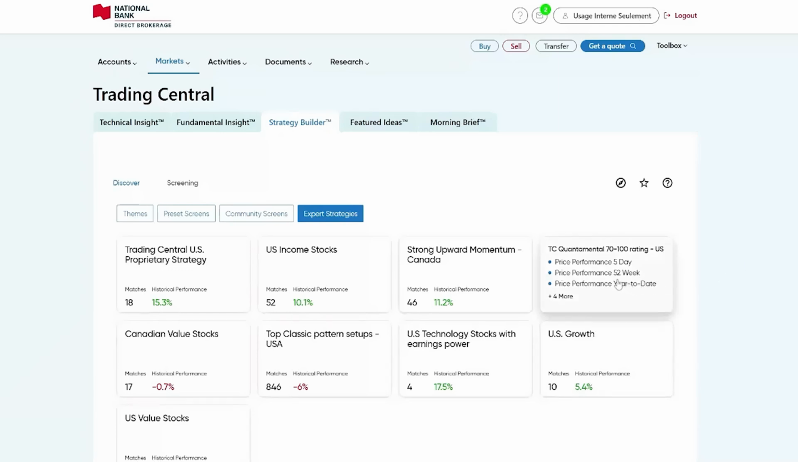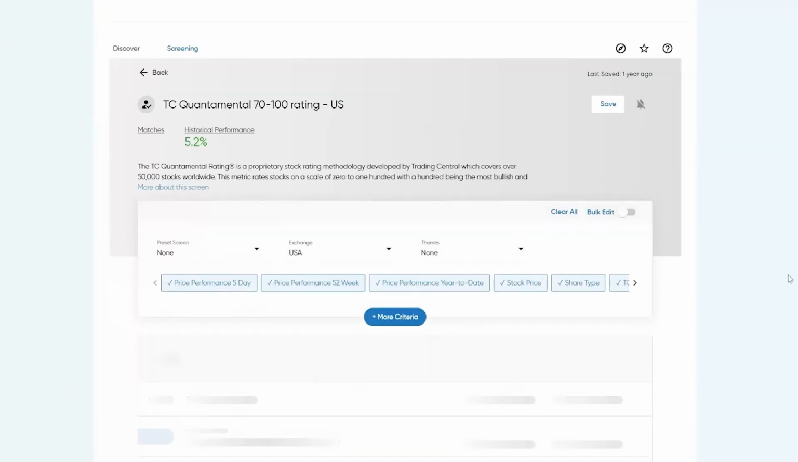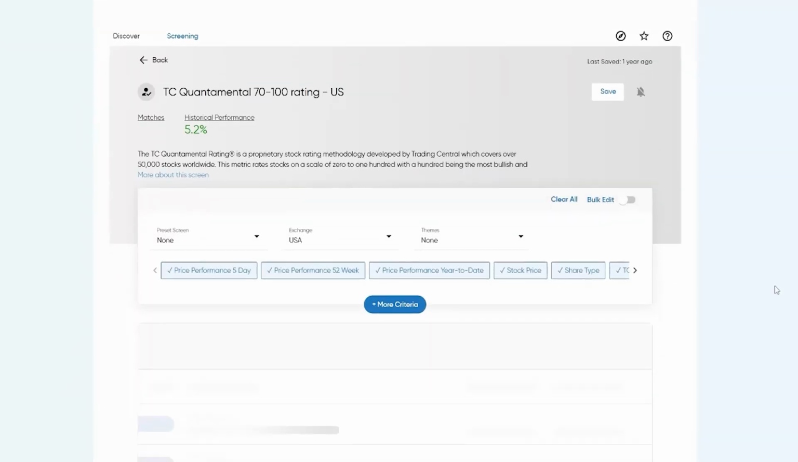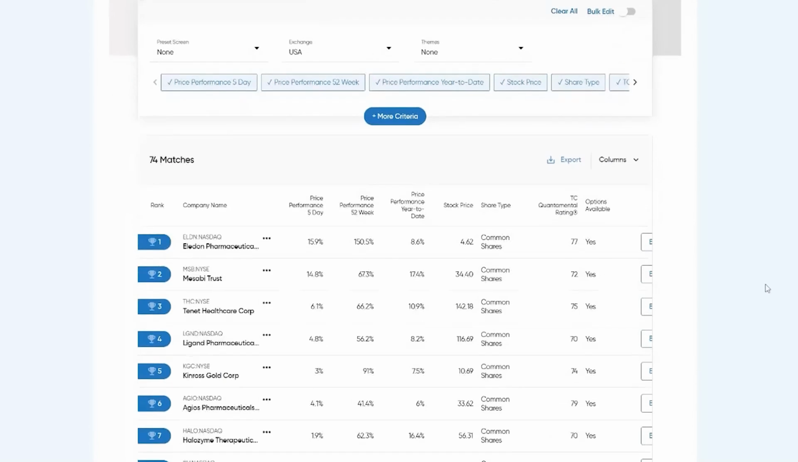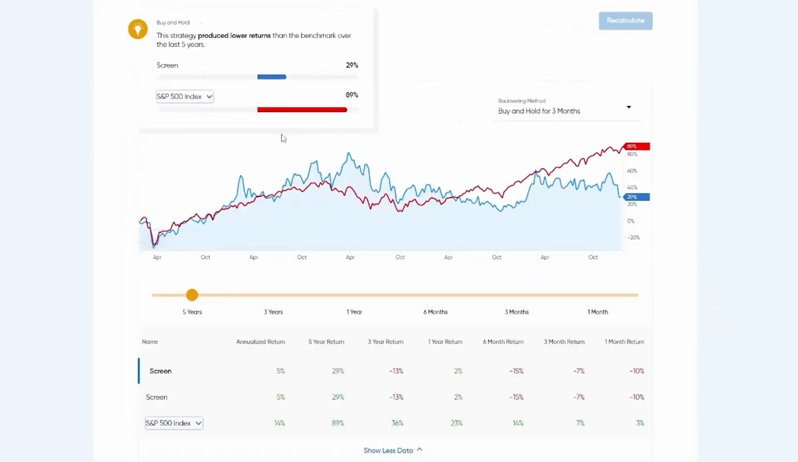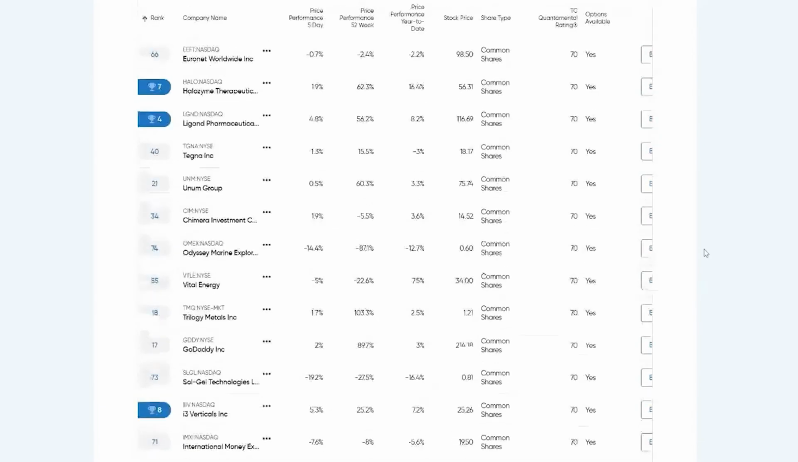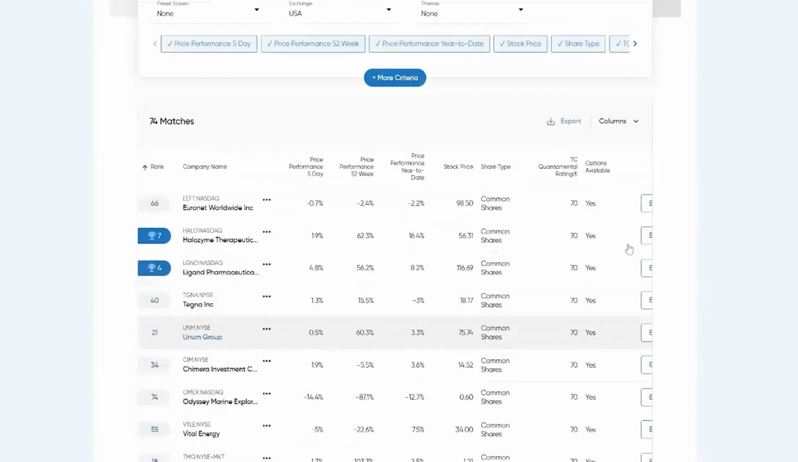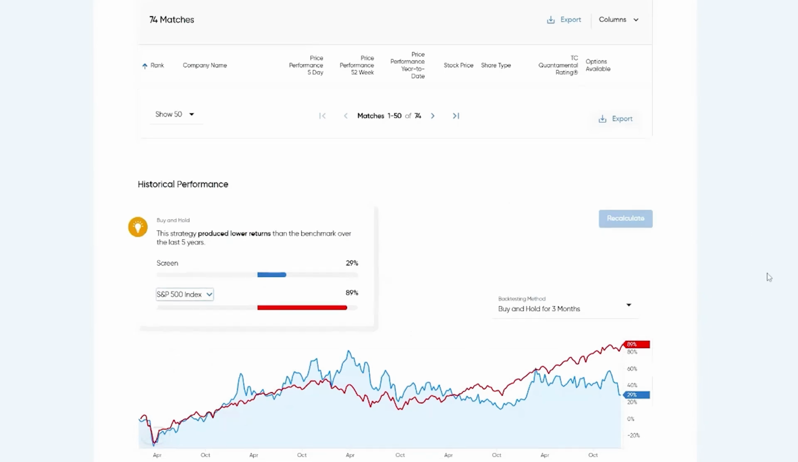So 70 out of 100 for, say, US, right? If I click on that, I've focused only on the Quantamental rating. I can now see the best of the best, and I can cycle by that. So I can go from high to low. We have a back test available as well. But I'm just going to cycle it right now one more time to get the top.